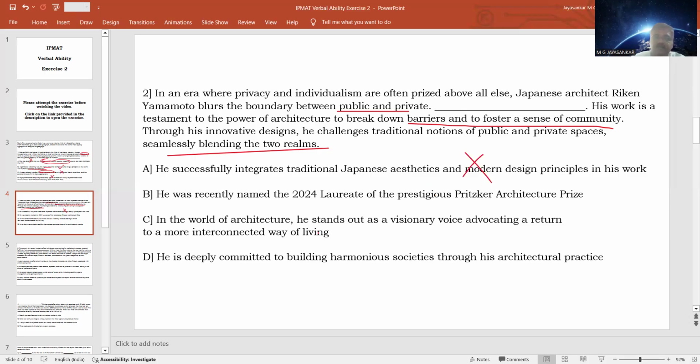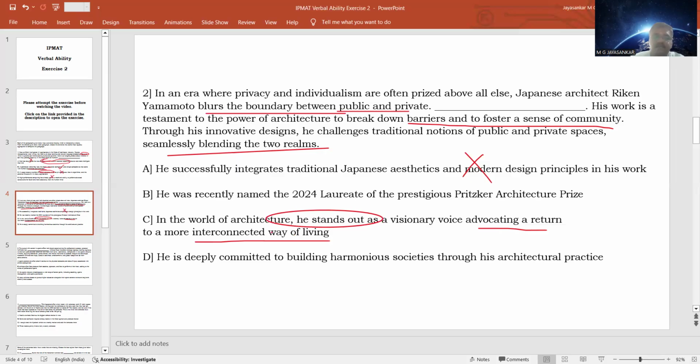Option C, in the world of architecture, he stands out as a visionary voice advocating a return to a more interconnected way of living. Good answer, because it is continuing the logic that is stated in the first sentence, where he is known to blur the boundary between public and private spaces, and he is a visionary, which means he is an exception. He stands out means he is not the normal run-of-the-mill architect of the modern world. He is an exception because of his visionary voice advocating a return to a more interconnected way of living. So previously, we had an interconnected way of living. Now he is championing the cause that we should go to this interconnected way of living. How? By breaking down the barriers and fostering a sense of community.